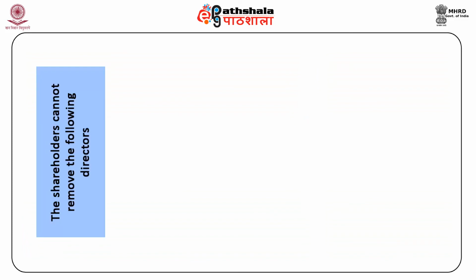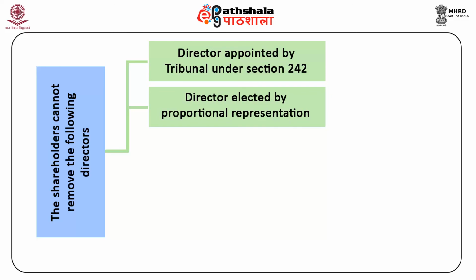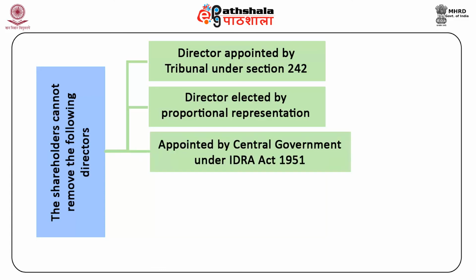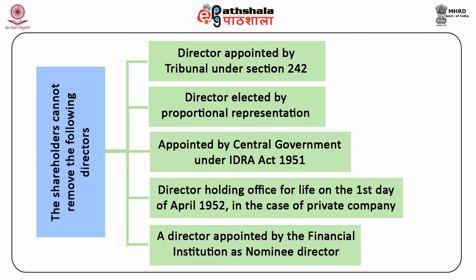However, shareholders cannot remove the following directors: director appointed by tribunal under Section 242, director elected by proportional representation under Section 163, director appointed by central government under IDRA Act 1951, director holding office for life on the first day of April 1952 in the case of a private company, and a director appointed by the financial institution as nominee director.